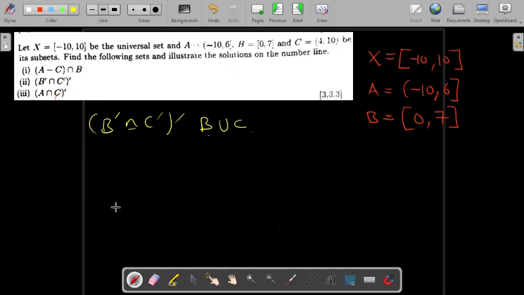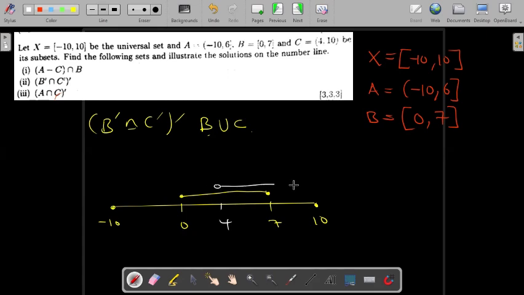So I just plot my B and my C, and I unite them. If you see here, we go from -10, and this other side +10. So what is my B? My B is going from 0, so let's say my 0 is somewhere here, and my 7 is somewhere there. It's closed here, all the way up to 7, closed. Then what is going to be my C? My C is open at 4, so let's say our 4 is here. It's open here at 4, and it is open at 10. And they're telling me to unite all these points together.